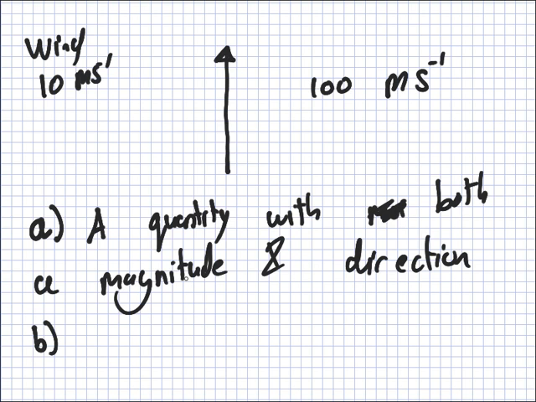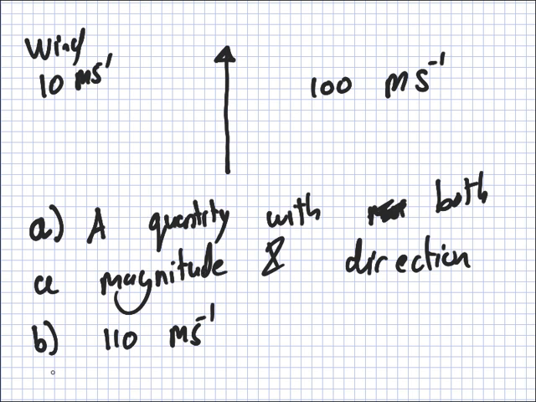Give the maximum possible resultant velocity of the airplane. Okay, so what's the fastest the plane could be travelling at? 110. I wrote 110. Good. Because the wind could be helping it.